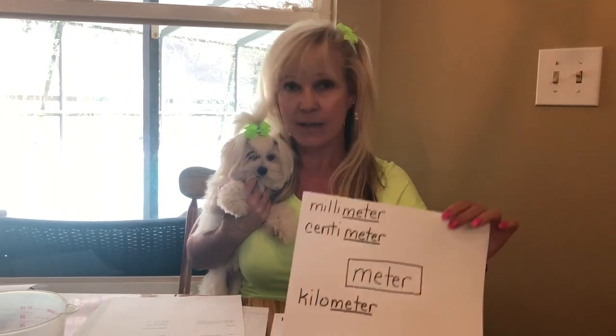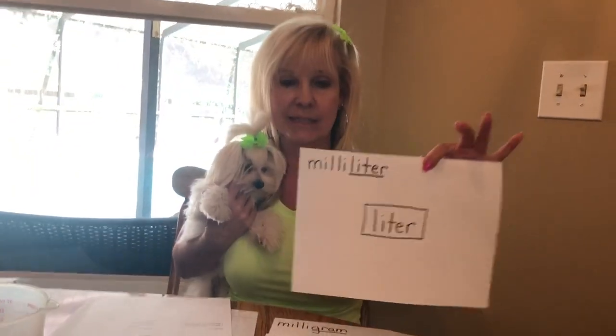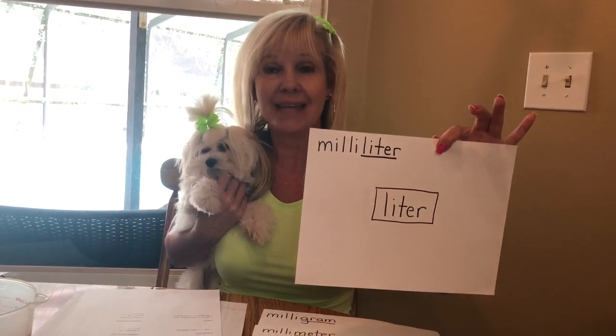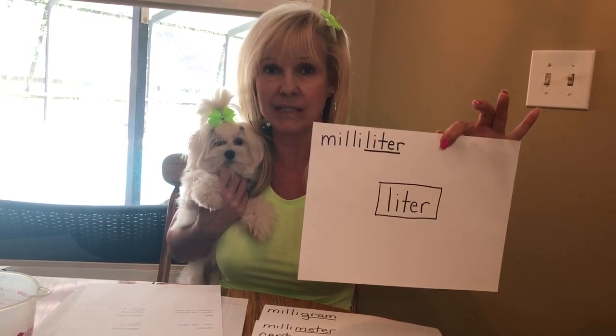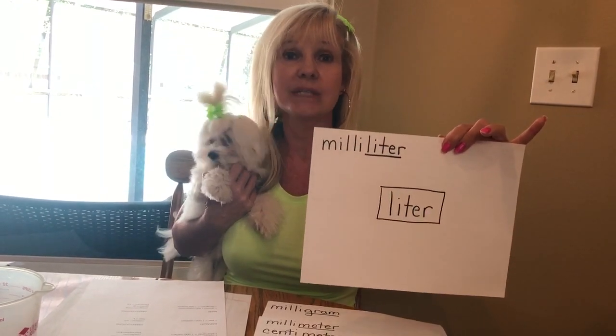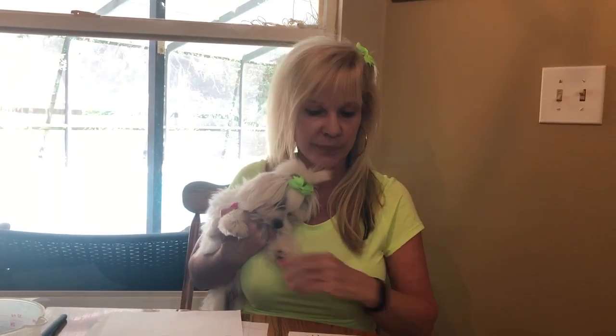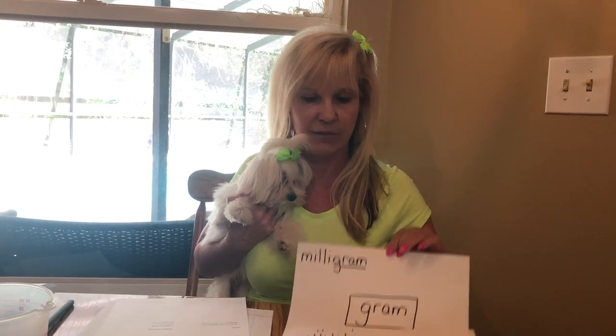So we can add these same prefixes to our other base units as well. For capacity, our base unit is liter. So just like we talked about before, milli, that takes 1,000 of those to equal one of the base units. So it would take 1,000 milliliters, which is about the size of this dropper, to equal 1 liter. And we're going to be doing conversions between those this week. Now there are lots more prefixes that can be added, but we're only going to focus on a few this week.